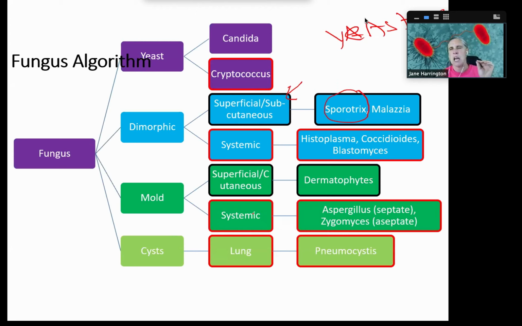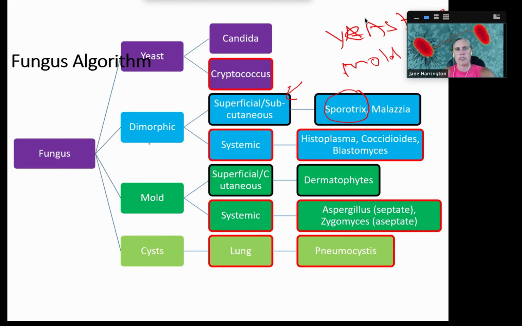It's going to be yeast shaped like a cigar. It almost looks like Popeye holding his cigar out. And then the mold form almost looks like little flowers at 25 degrees. Very important for our dimorphics. Our dimorphics can cause disease in healthy individuals. So yes, those dimorphics can cause disease in healthy individuals.